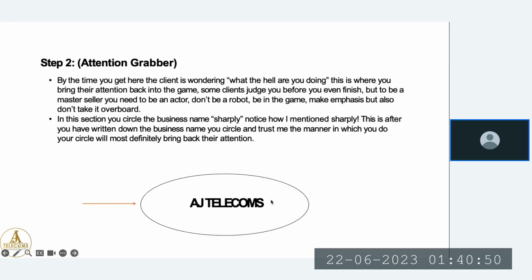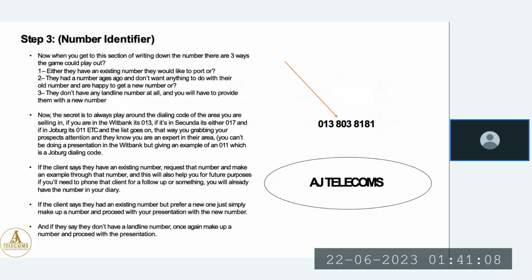This is after you have written down the business name, you circle, and trust me, the manner in which you do the circle will most definitely bring the attention back. So as you guys can notice in front of you, there's a circle now around the business name. So you write the business name, then you circle the business name. And then step three, the number identifier. So that is where you will write the number.